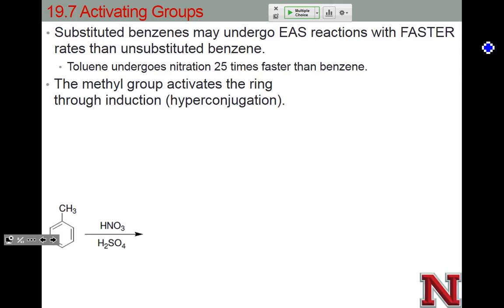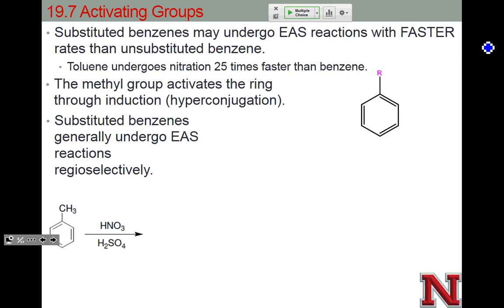So remember, our benzene ring is acting as a nucleophile. So it needs to give up its electrons. If we have a group that is donating electron density to the ring, that allows it to give up its electrons easier, therefore activating the group and bringing down that activation energy. And we're going to look at the activation energy in a second.